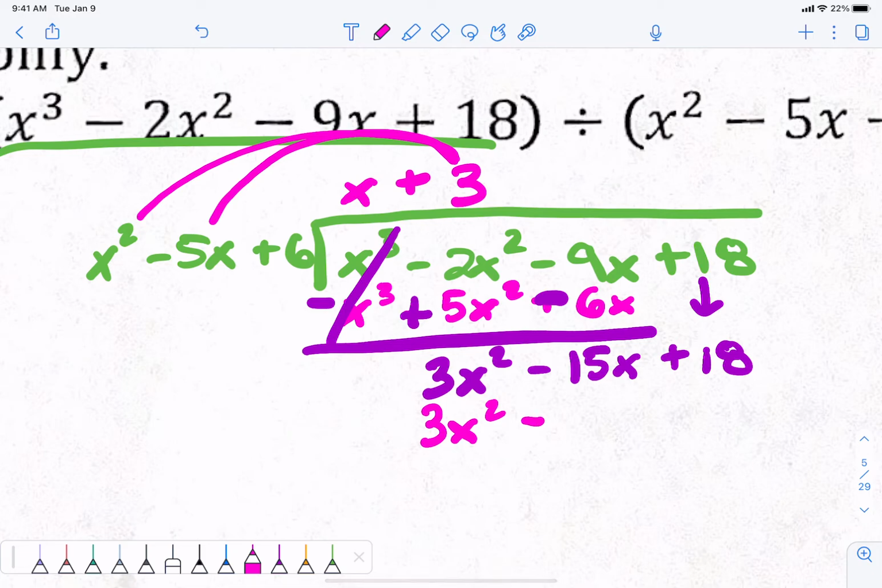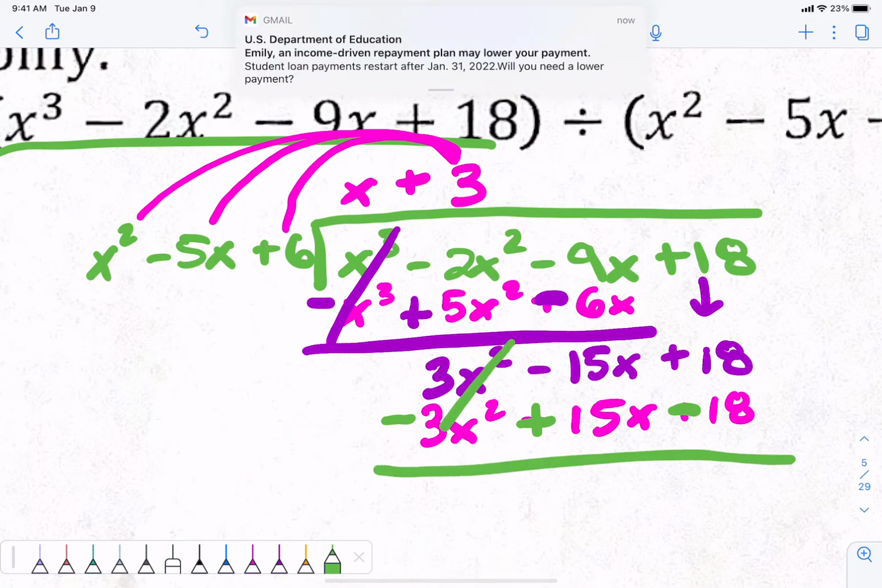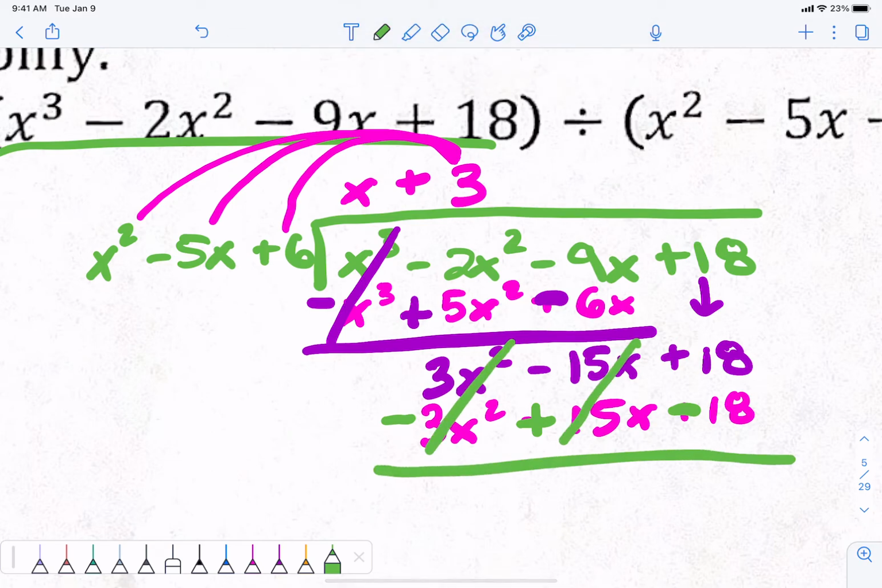This is going to come out nicely. Minus 15x. And 3 times 6 is plus 18. But then I have to switch the signs. So minus. This 15 is going to become plus. And this 18 is going to become minus. Okay, the 3x squared cancels. The 15x cancels, and the 18 cancels.